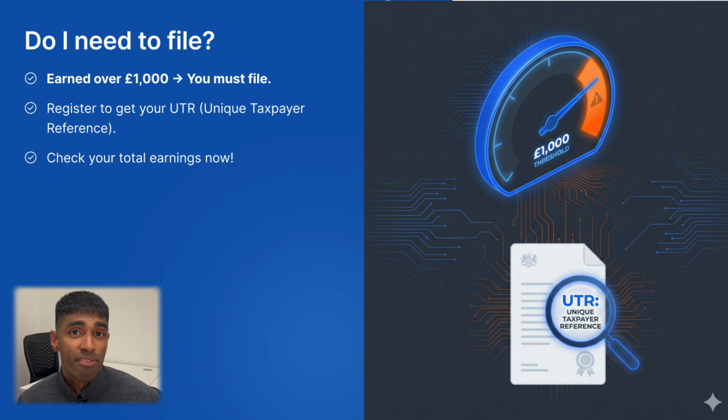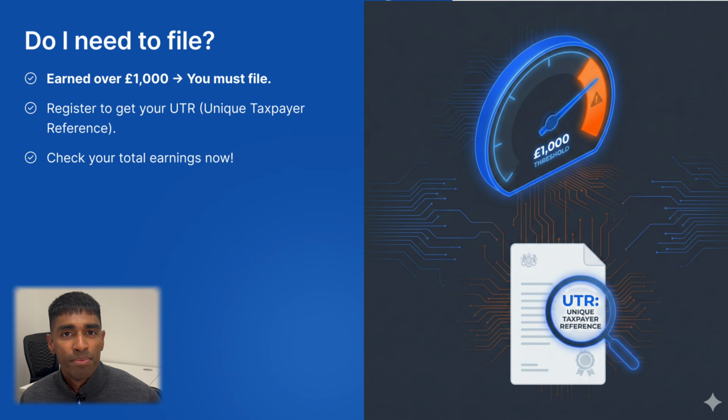Also, remember that you only need to file a self-assessment tax return if you earned over £1,000 of income within that tax year. So take a look, review how much you've earned. If it's over £1,000, you do need to file a tax return. And if it's your first time, you need to register with HMRC by the 5th of October following the tax year end. You will then receive a UTR, a unique taxpayer reference from HMRC, and this is what you use to file your self-assessment tax returns to HMRC.